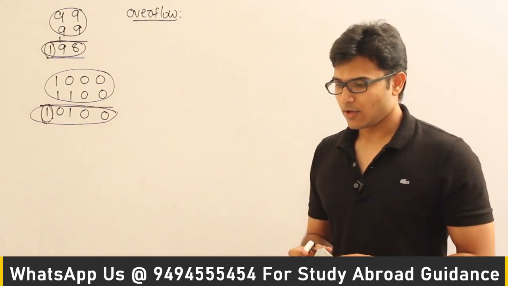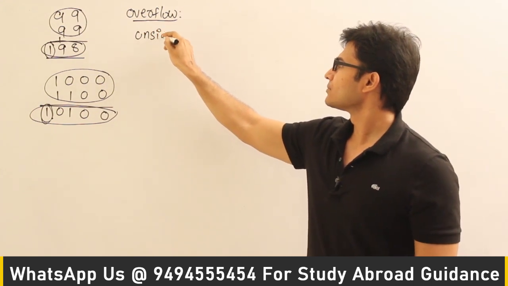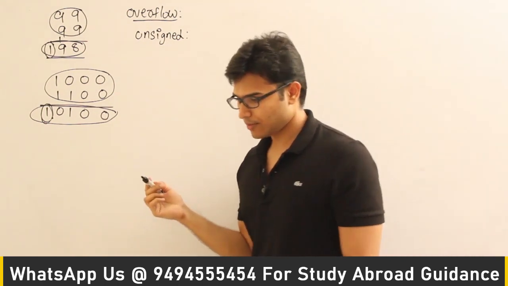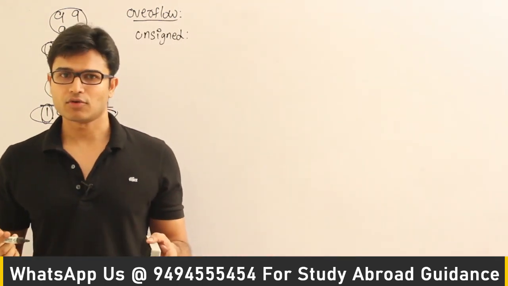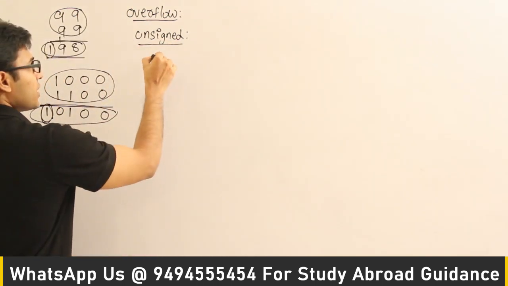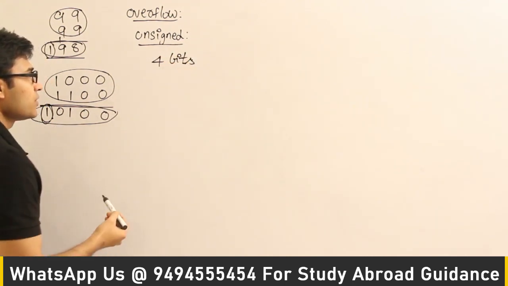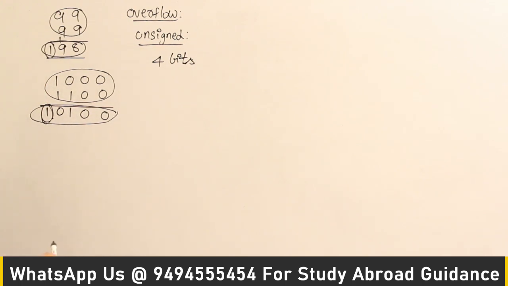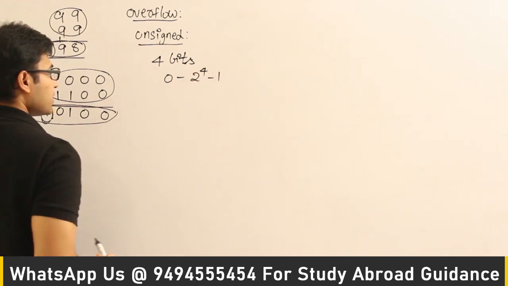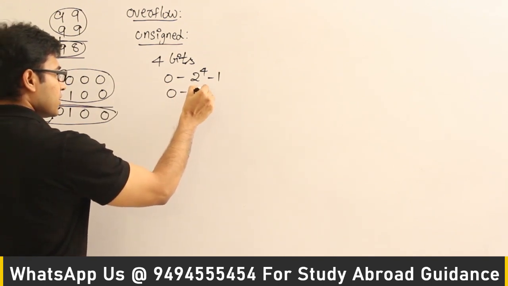So let us say we are talking about unsigned numbers first. Unsigned numbers means only positive numbers. In this case of positive numbers, a carry will indicate the overflow, right? So let's discuss it with some examples. Assume that we have 4 bits. With 4 bits, what is the range of the positive numbers that we can represent in binary? The range can be 0 to 2 power 4 minus 1. This is the range of the unsigned numbers that we can represent, which is nothing but 0 to 15, right?